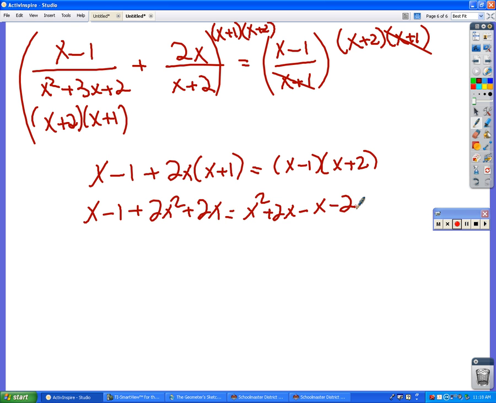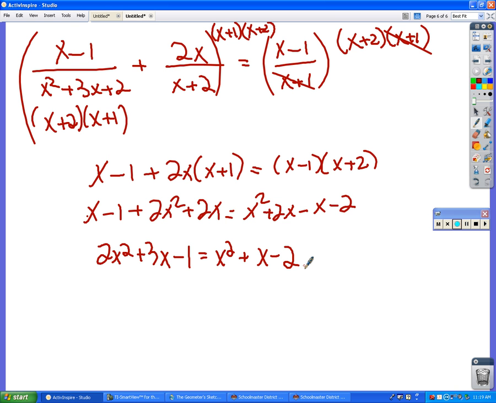All right, so if I combine like terms, on the left side, 2x squared is all by itself. I can combine this x and that 2x to make 3x, and then minus 1. This stays as x squared, and then 2x minus x is x minus 2. Okay? Now what? Add 1 to both sides. No. X squared plus 2.